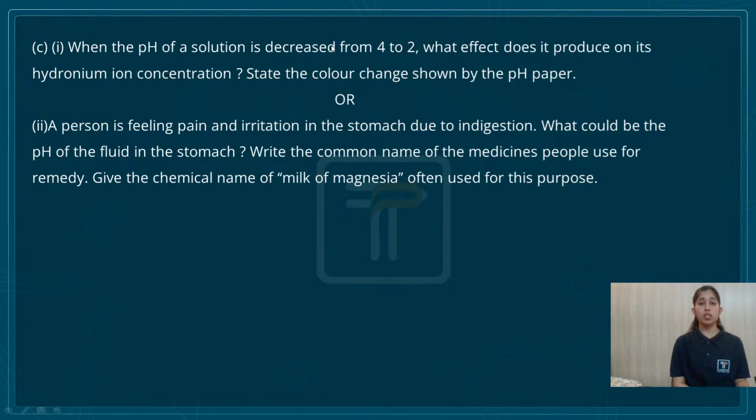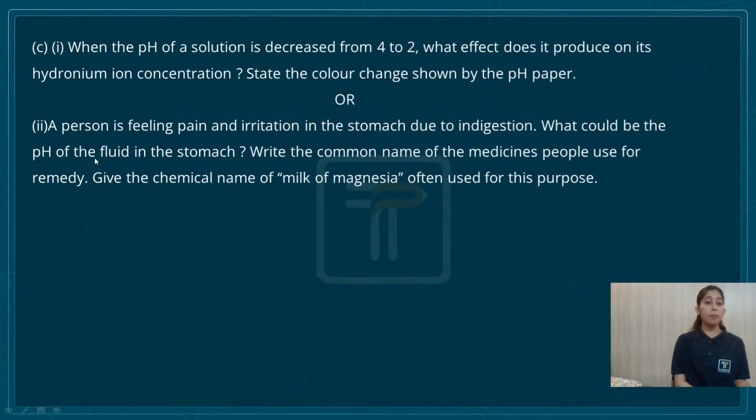When the pH of a solution is decreased from 4 to 2, नीचे गया, what effect does it produce on its hydronium ion concentration? क्या होता है? हाइड्रोनियम आयन की concentration बढ़ जाती है. State the color change shown by the pH. 4 से 2, पहले acidic तो था, but क्या कलर था? Orangish कलर था. अब 2 हो गया है, क्या कलर हो जाएगा? रेड हो जाएगा.